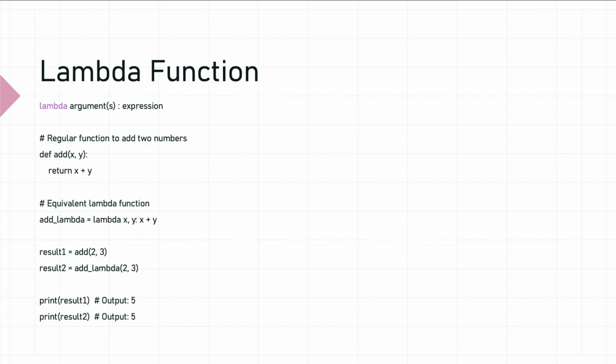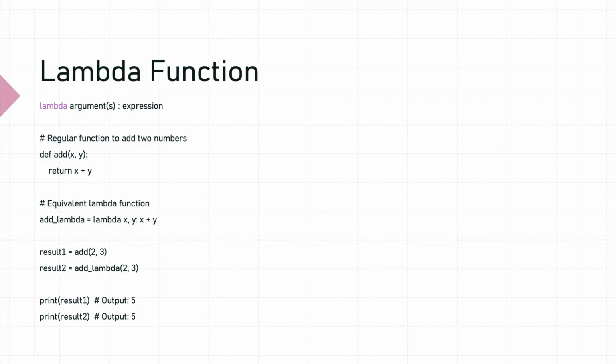Now, the general syntax of a lambda function is as follows. We start with the word lambda, which is a reserved word in Python, followed by arguments, which are optional, followed by a colon, then some sort of an expression. And this all goes on one single line as you see here. So lambda is the keyword used to define a lambda function. Arguments are the input parameters for the lambda function, just like the arguments in a regular function. An expression is a single expression that is evaluated and returned as the result of the lambda function.